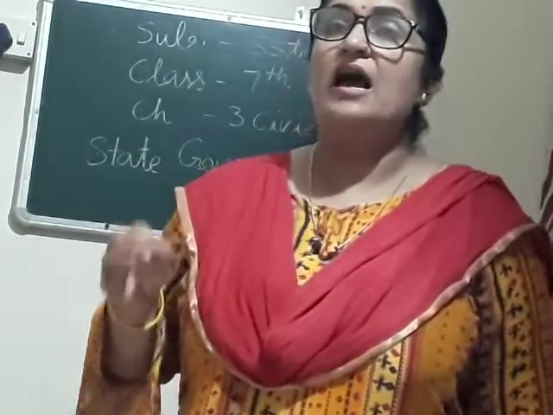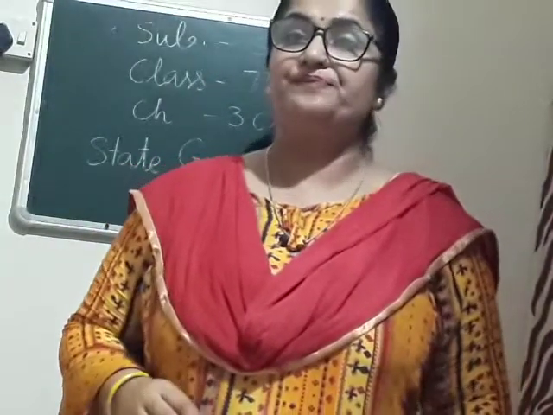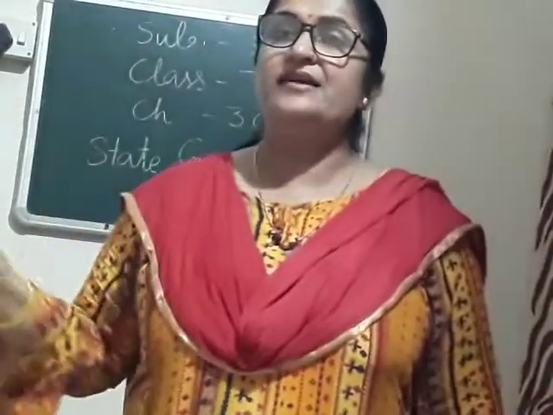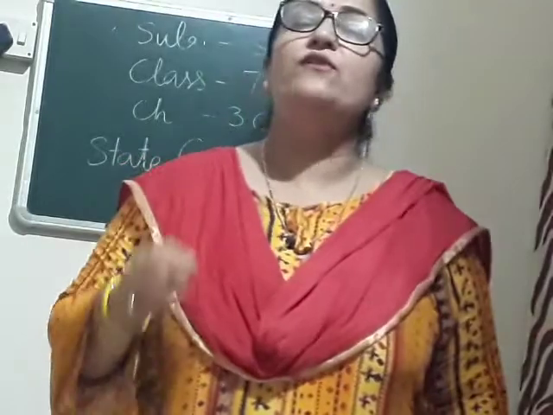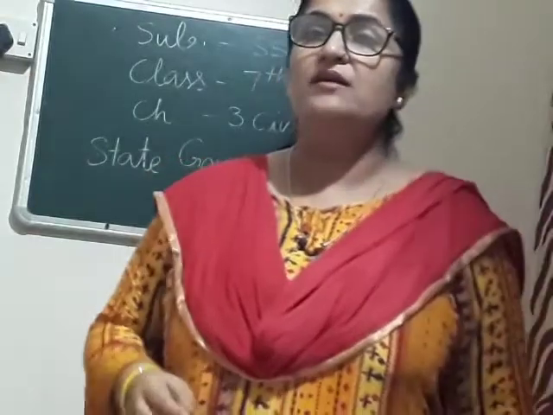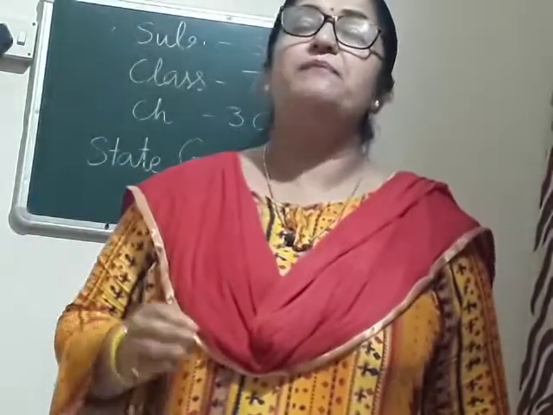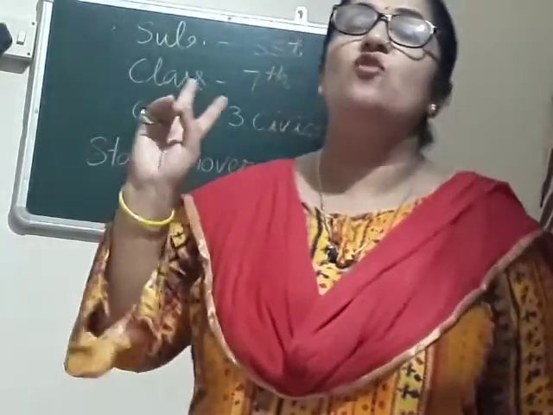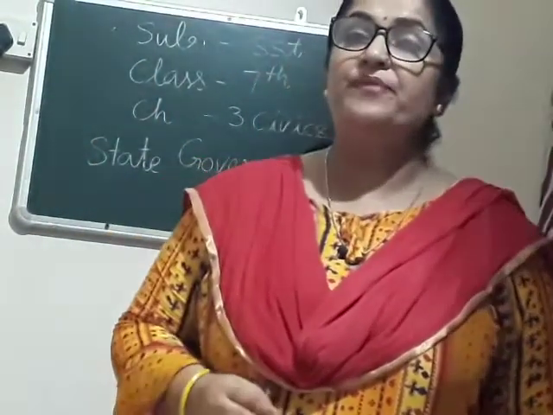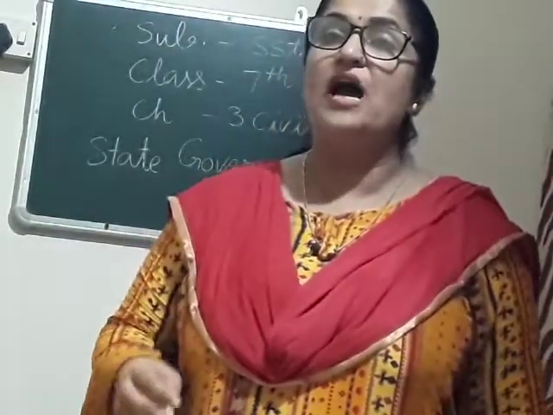Now about the bills. In this I will tell you how a bill becomes law. The legislature of a state is entrusted with a number of functions. The most important function is to make laws related to the state list. The legislature passes two kinds of bills: ordinary bill and money bill. What is an ordinary bill? An ordinary bill concerns the administrative issues of the state.